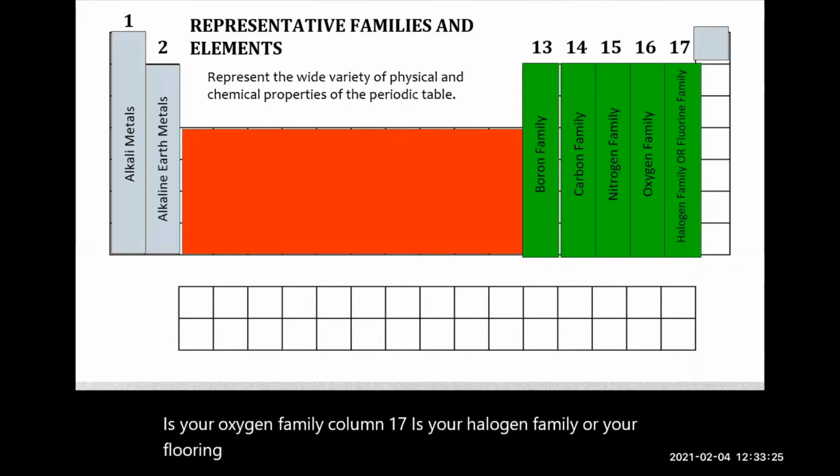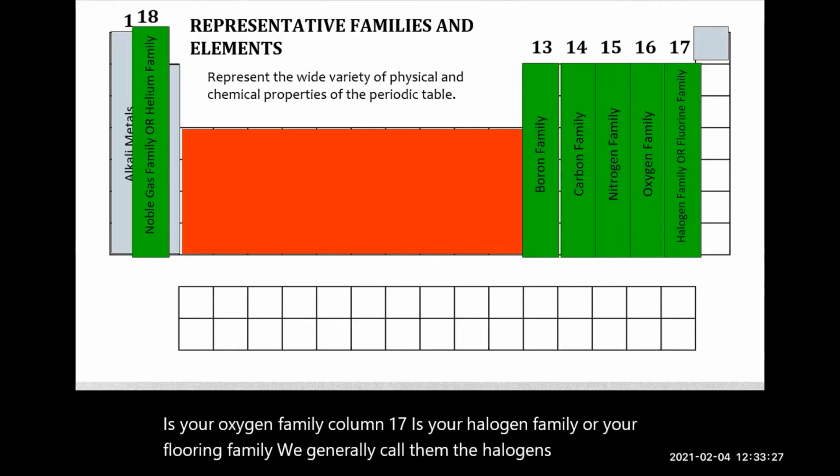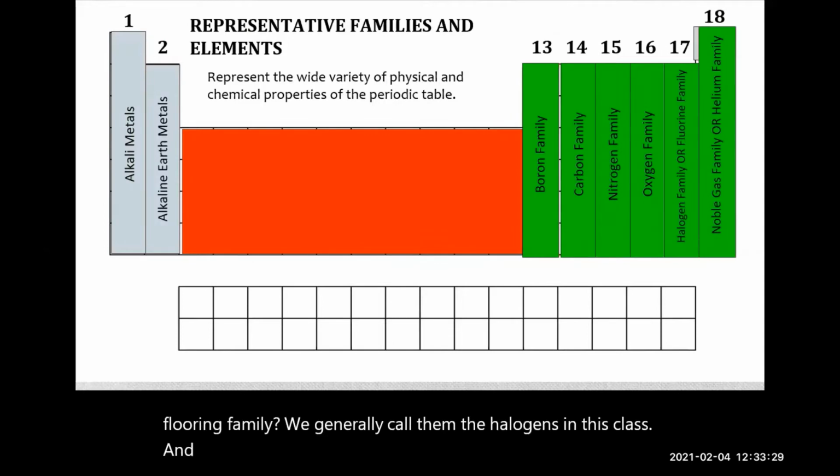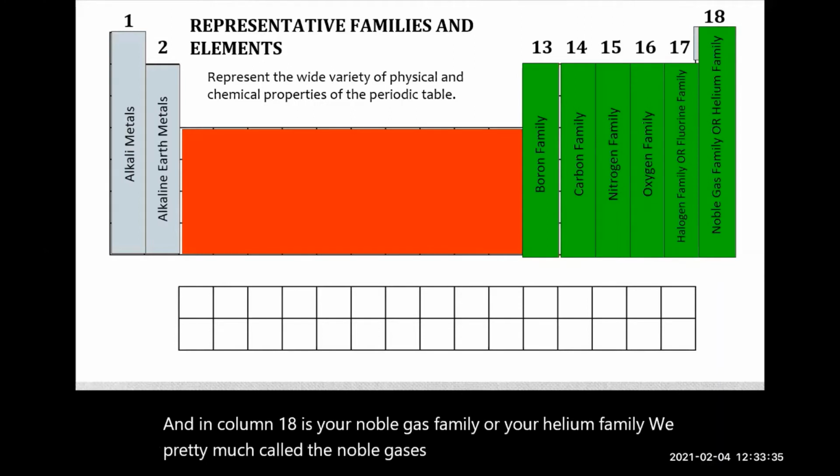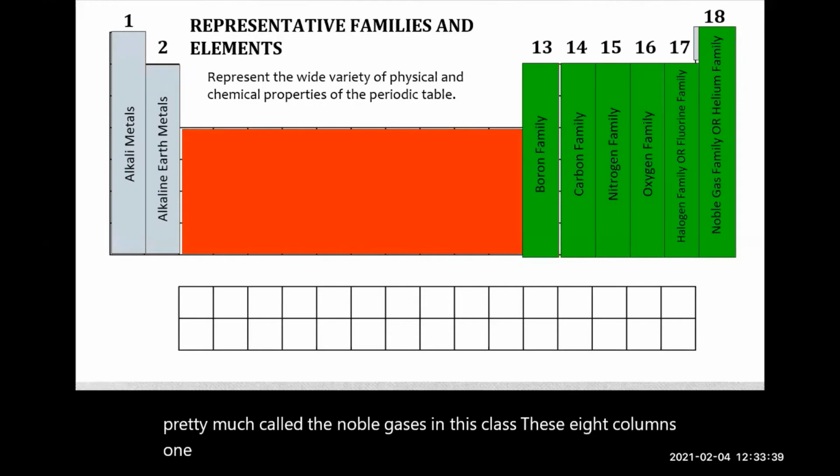We generally call them the halogens in this class. And then column 18 is your noble gas family or your helium family. We pretty much call them the noble gases in this class. These 8 columns, 1, 2, 13, 14, 15, 16, 17, and 18 are your representative families and elements. Do I have any questions?